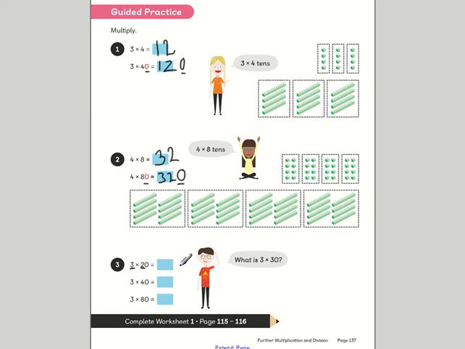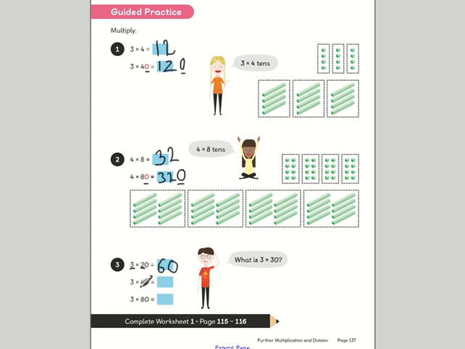Okay, so 3 times 20. Well, as you can see, I've underlined 3 times, and instead of underlining the 20, I've underlined the 2 in the tens column. 3 times 2 equals 6. But I need to times my answer by 10 to work out what the answer is going to be. 3 times 2 is 6, times by 10 is 60.